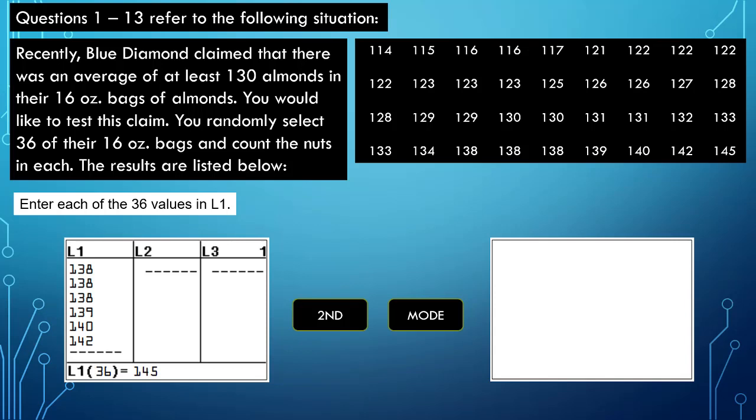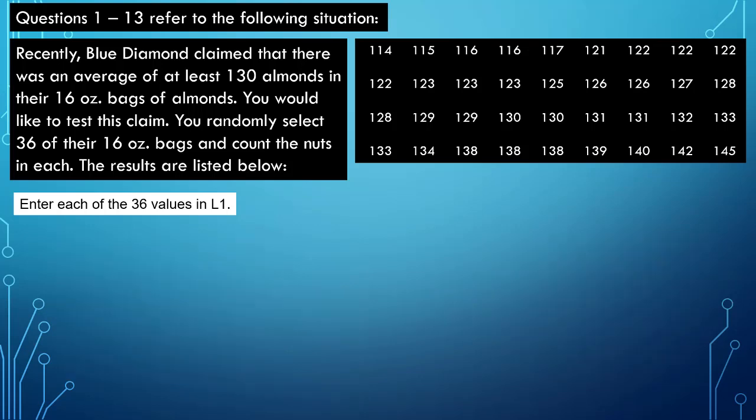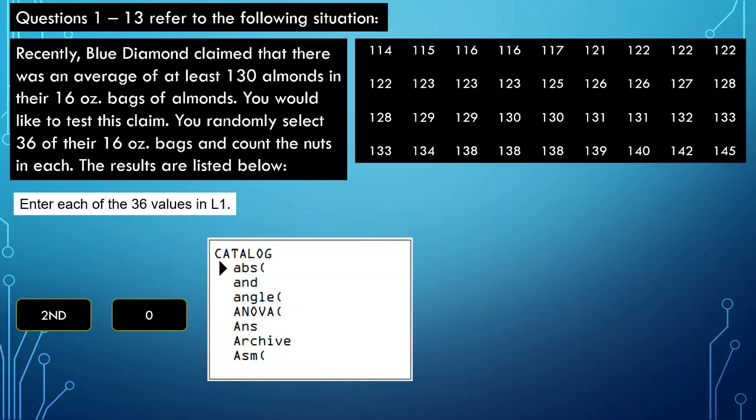So now we have to find the variance. And the variance isn't found on the stat menu, but where we find it is in the catalog of functions. How do we get to the catalog of functions? Well, we hit the second function button and the 0 button. You'll notice that over the top of the 0 button on the TI-83 and TI-84 calculators, it says catalog. So that takes you to a screen that looks like this.